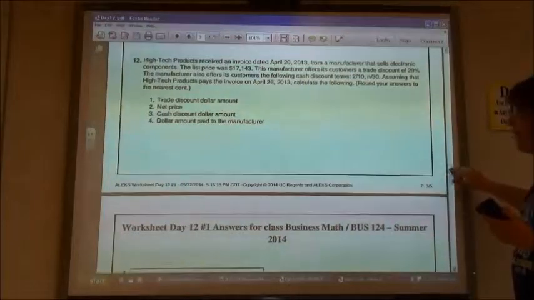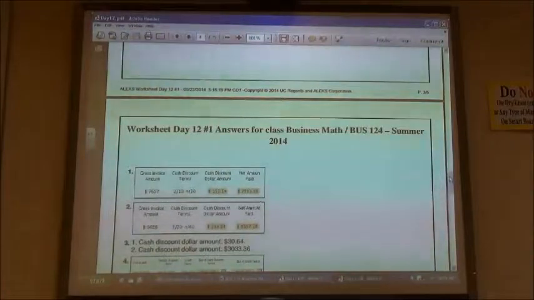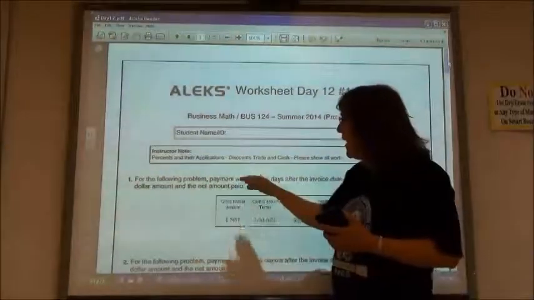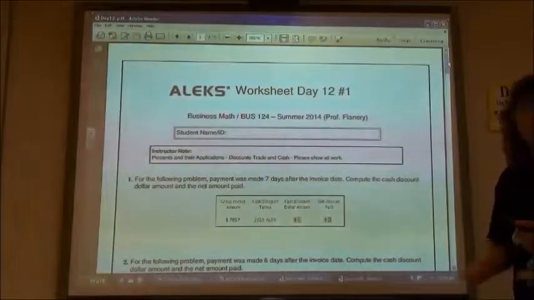And that is the end of Worksheet Day 12. Again, go back to your pie chart, under the percents and their applications, under the discount, trade and cash would be the next types of problems there that we worked on.